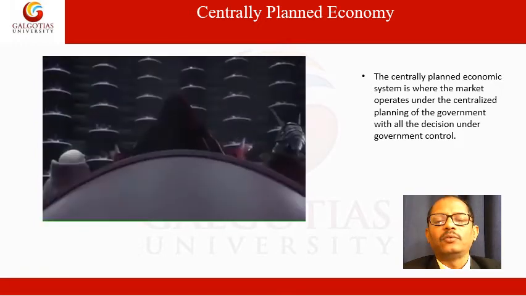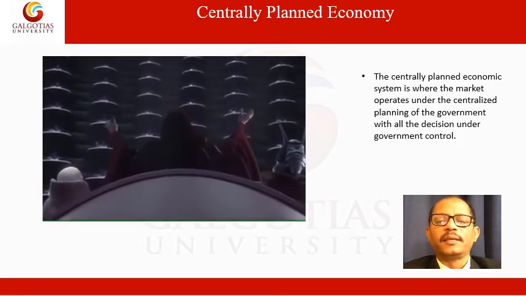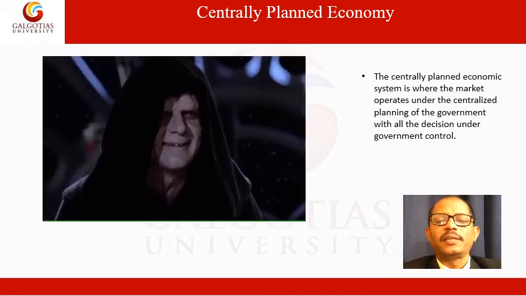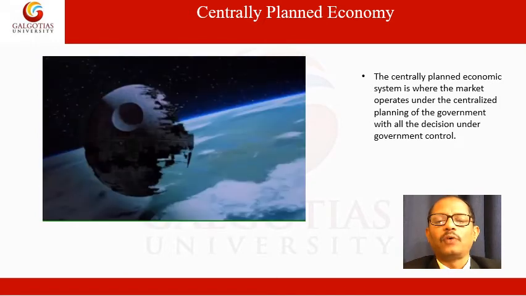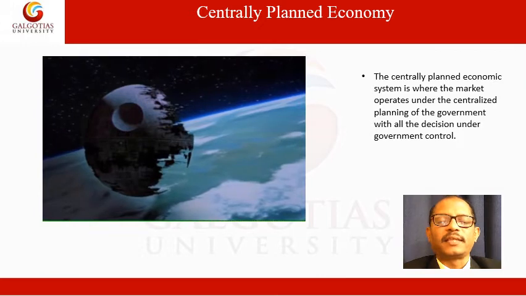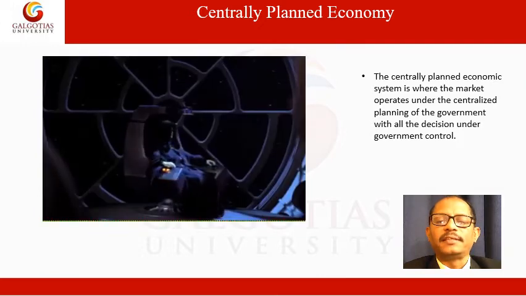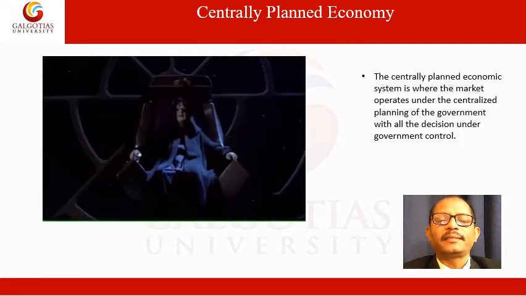Here is how it works. The government owns and controls all resources in production. The government therefore decides social needs, and as a result they would choose how to allocate scarce resources in order to optimize the general welfare of the citizens. Let's use some examples. In North Korea, Kim Jong-un makes all economic decisions.